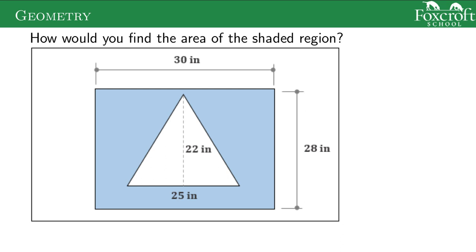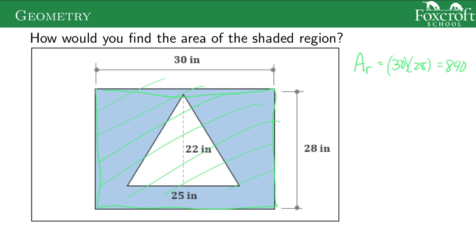There's no formula for finding the area of a rectangle with a triangle missing. But what we could do is find the entire area of the rectangle. All right, find this whole area of the rectangle. We know that formula. It's going to give me everything in here. The area of the rectangle is 30 times 28. And 30 times 28 is 840. All right, so I know that area, but that's more than I want.